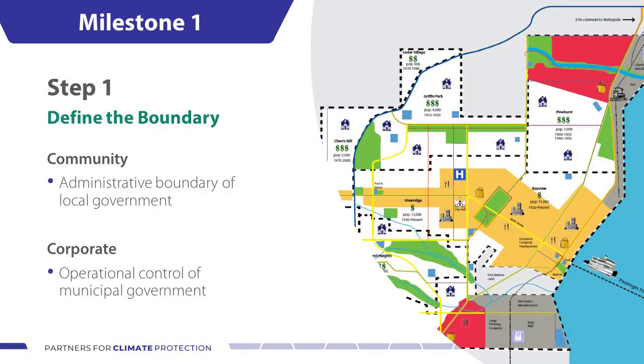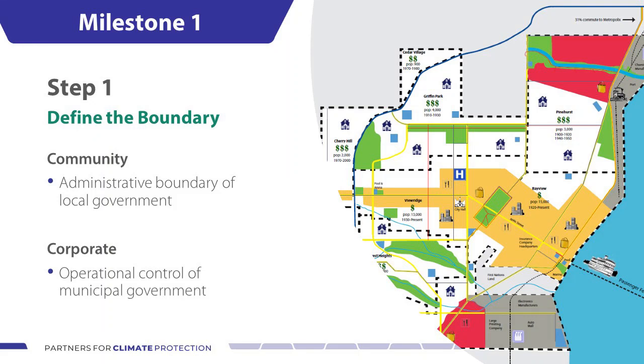So we took the idea of creating an inventory, and it was broken down into 4 steps. The first step really is to define the boundary for which the emissions we are measuring. This boundary is not just geographical; it could be physical, organizational, or jurisdictional. But the PCP protocol gives us some guidelines on what to include for both corporate and community.